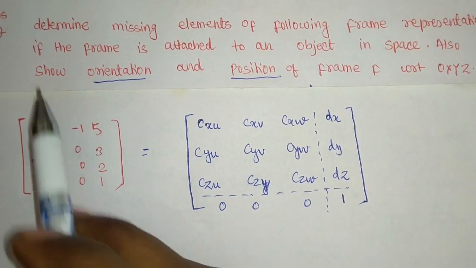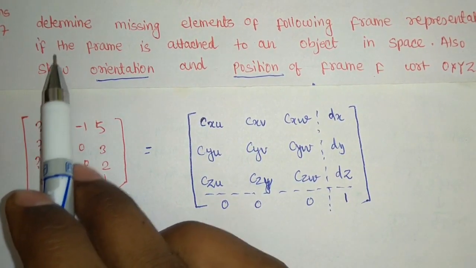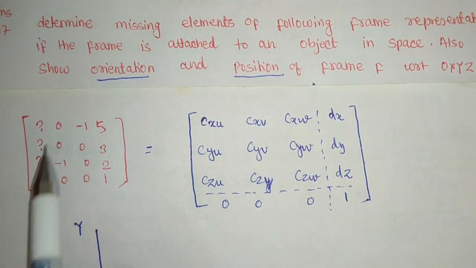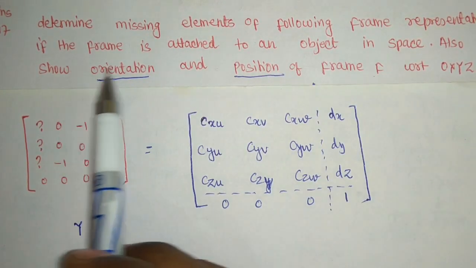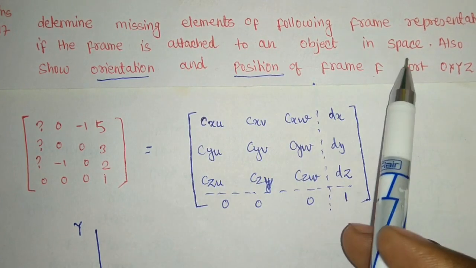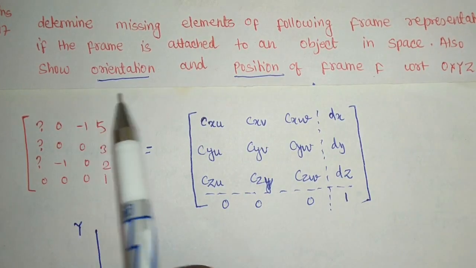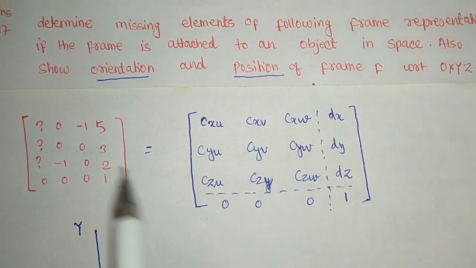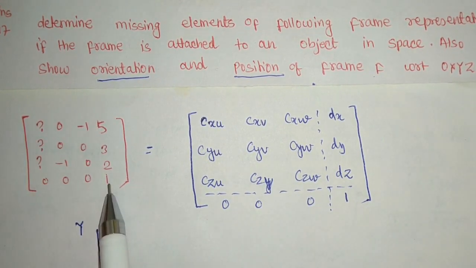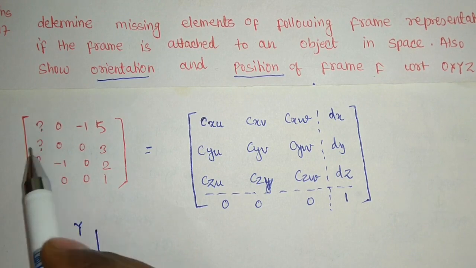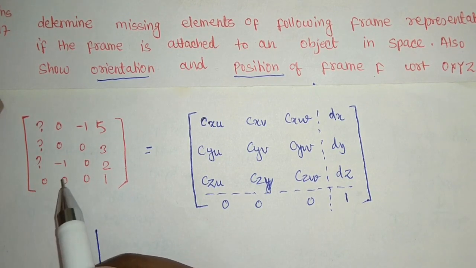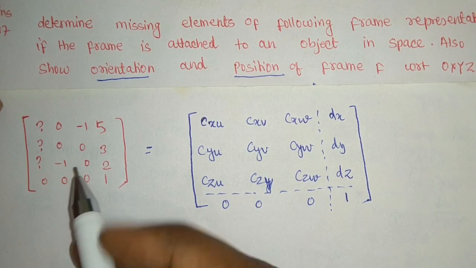Now we have this question from Mains 2017, and it says determine the missing elements of the following frame representation, which is given here. If the frame is attached to an object in space, also show the orientation and the position of the frame F with respect to OXYZ. This is our frame representation, and we need to determine these 3 elements. How are we going to approach and solve it?